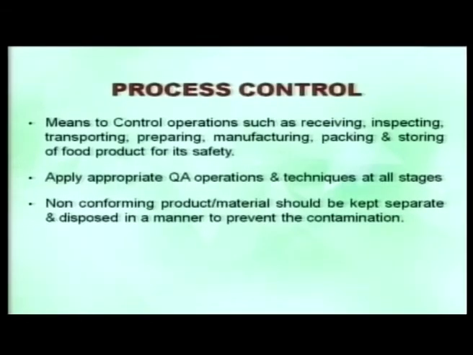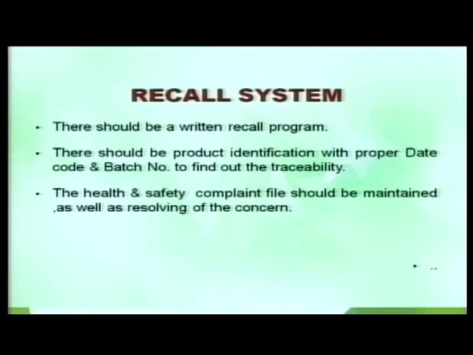Then the process controls include that at receiving, inspection, transportation, preparation and manufacturing stages, food safety needs to be appropriately maintained and all the techniques are appropriately followed. Non-conforming products should be handled in a separate way. The last one is the recall system. That means we need to have appropriate traceability in our system by adding code numbers, batch numbers, so that in case of a non-conformance, a complaint, or a failure, we can recall our product, right. So, this is all for this.